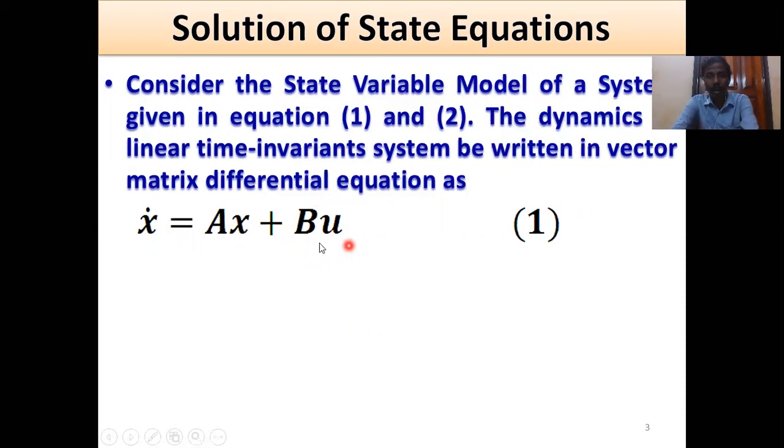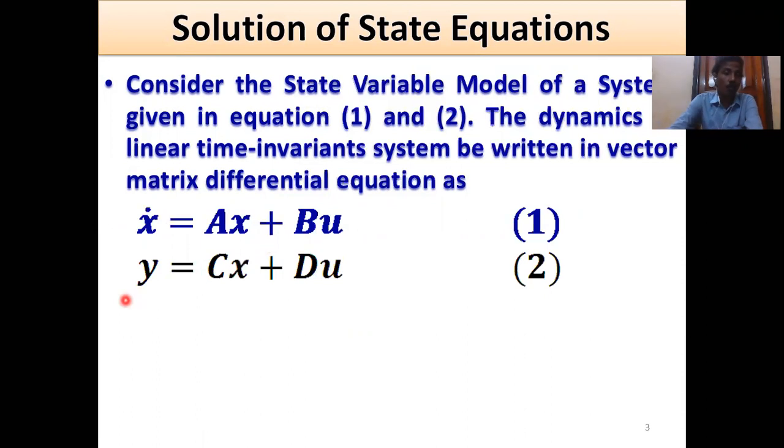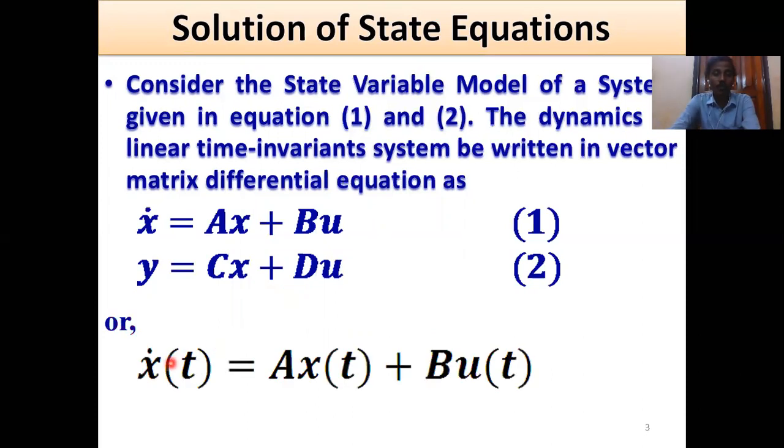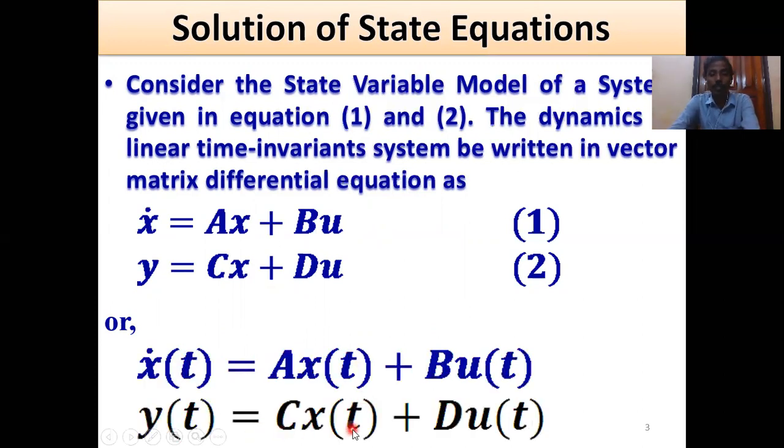Why state equation? Because the left hand side has only differentiation terms and the right hand side is free of differentiation terms. This type of equation is called state equations. And what is the output equation? The output equation is y equals Cx plus Du. And another form of the state equation is x dot of t equals Ax of t plus Bu of t, and y of t equals Cx of t plus Du of t.